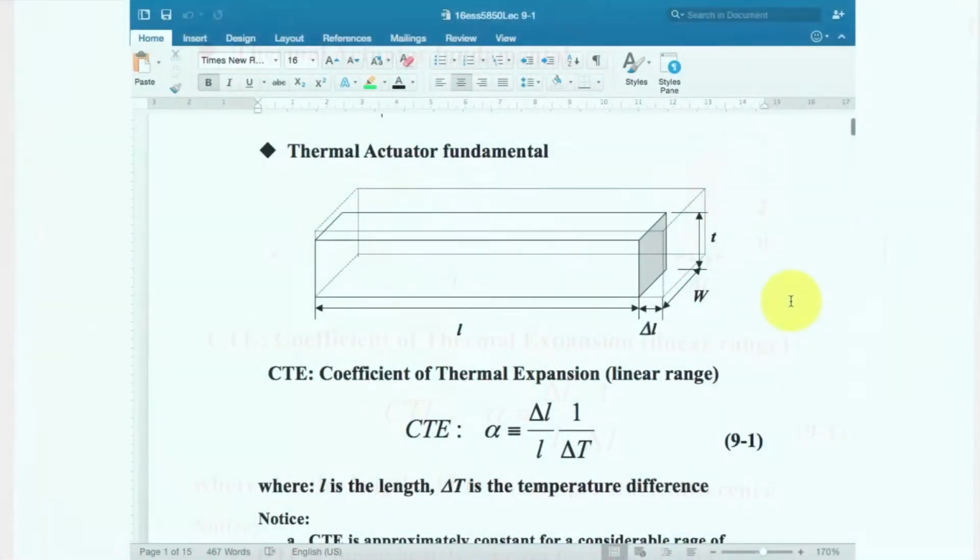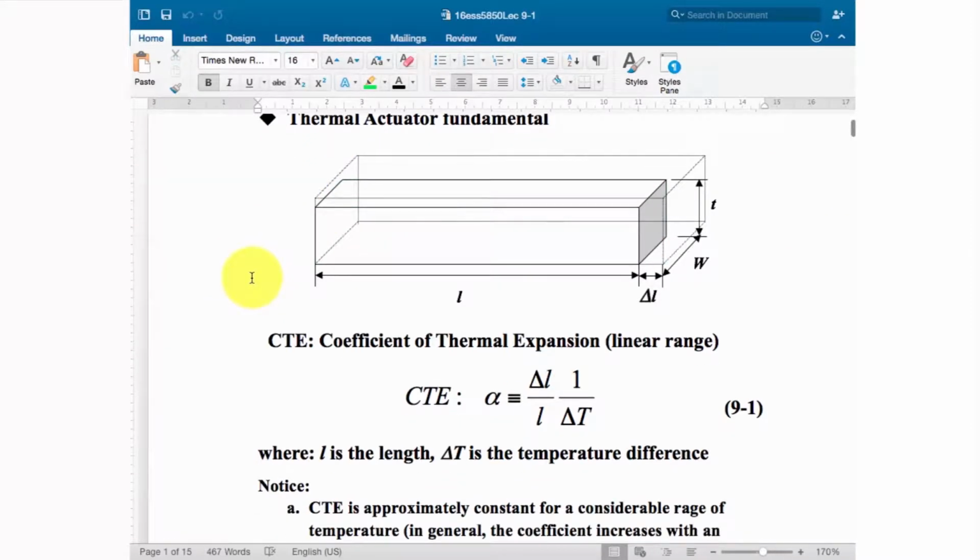So let's talk about thermal actuators. Actually, we want to look into the fundamentals first. The fundamentals are, when you look at the diagram of a piece of a rod, a rectangular structure, when we heat up this structure, it will extend in 3 different dimensions: x-axis, y-axis, and also z-axis. So the whole structure will be expanded, okay?